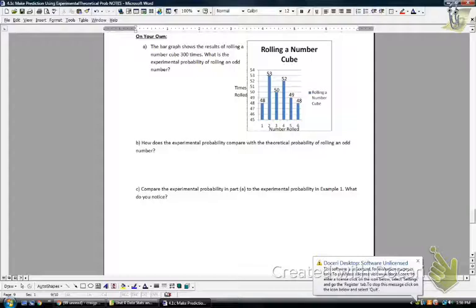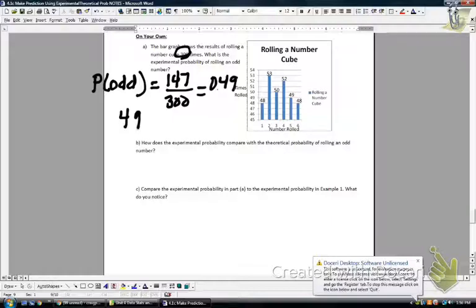It says the bar graph shows the results of rolling a number cube 300 times. What is the experimental probability of rolling an odd number? So we want the probability of rolling an odd number. And I'm going to add those up on the calculator. 48 plus 50 plus 49. And when I add those up, I get 147, and then the total is given in the problem. So there's 300. So I'm going to divide 147 by 300, and that comes out to be 0.49. So I have 49% chance of rolling an odd number.